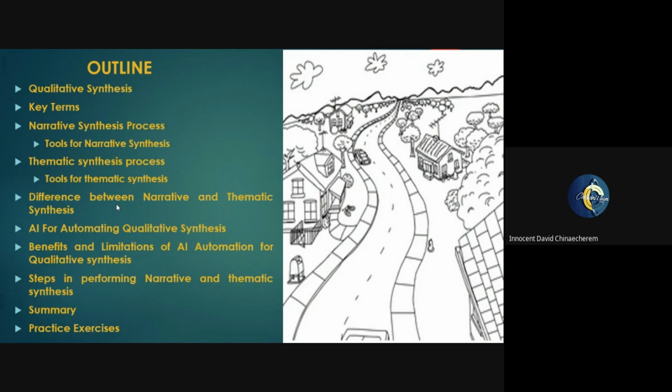Then our practical section today is going to be us performing our qualitative synthesis using AI tools like ChatGPT. We're going to show how we can use ChatGPT to perform our detailed narrative synthesis, and it's also very imperative for you to understand some of the benefits and limitations of this AI automation in performing your qualitative synthesis. Then also, we're going to look at some of the steps in performing narrative and thematic synthesis. Then we'll take a summary and practice exercises. So we're going to jump straight into the lecture.